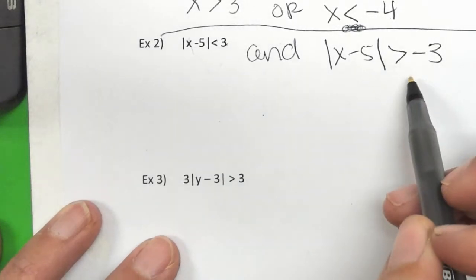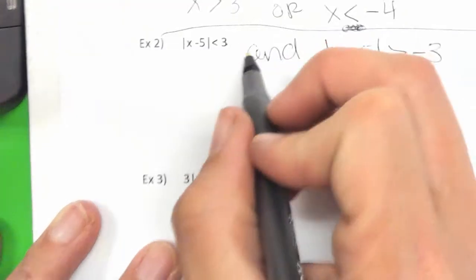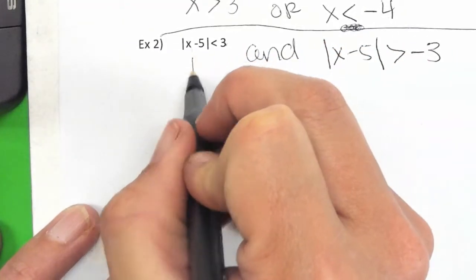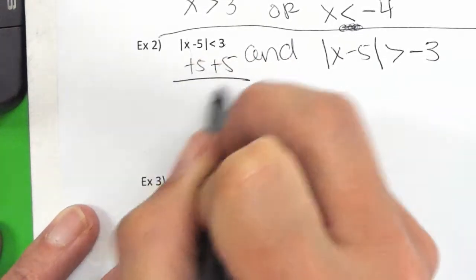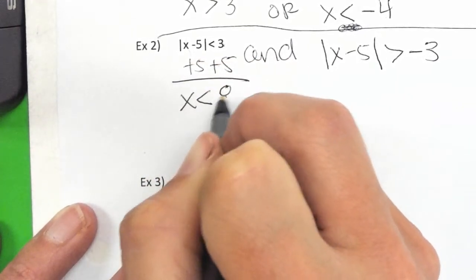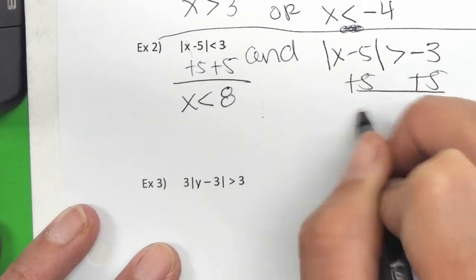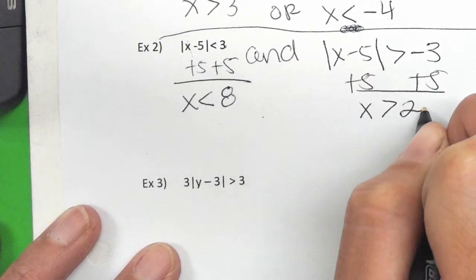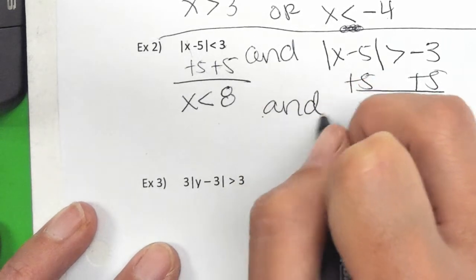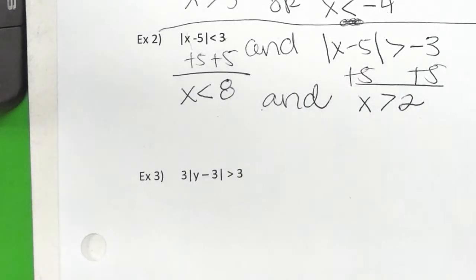And this is case 2. So on this one, to get x by itself, add 5. So tell me what we would get. X is less than 8. Good. On this side? Add the 5. You're going to get x is greater than 7. And then you put the and in. Good. Perfect.